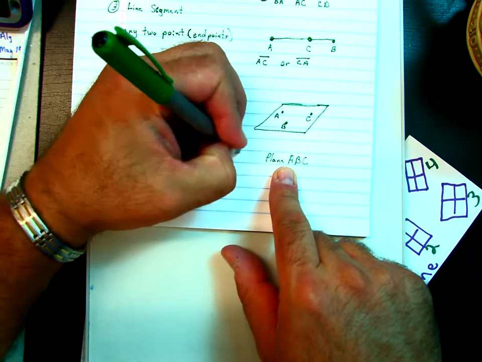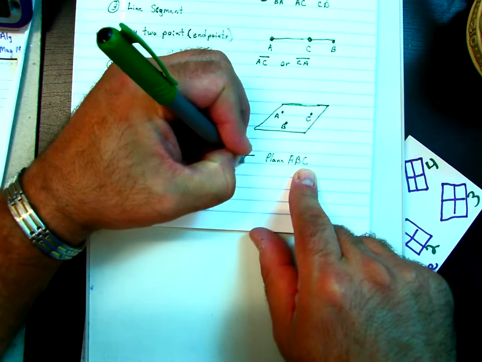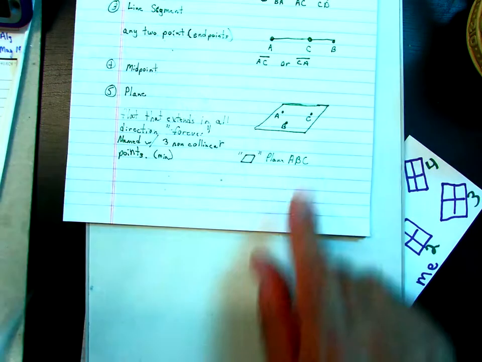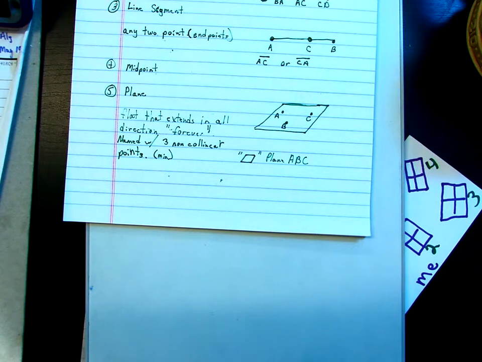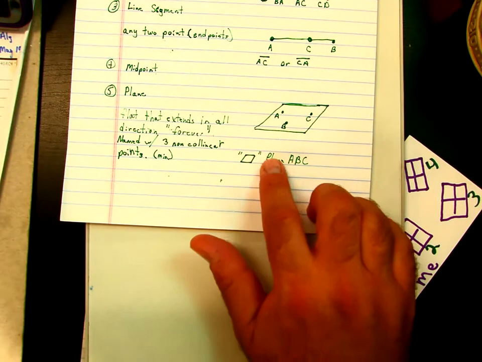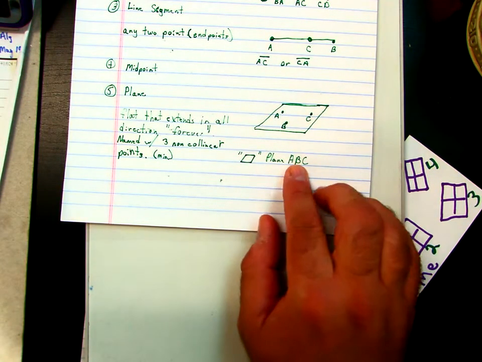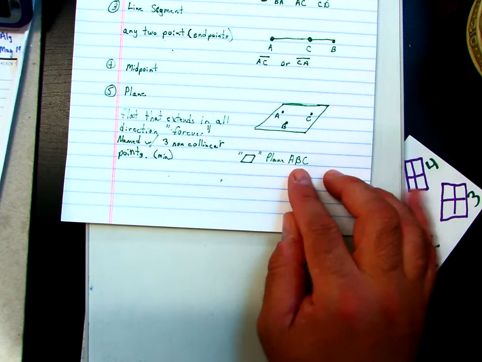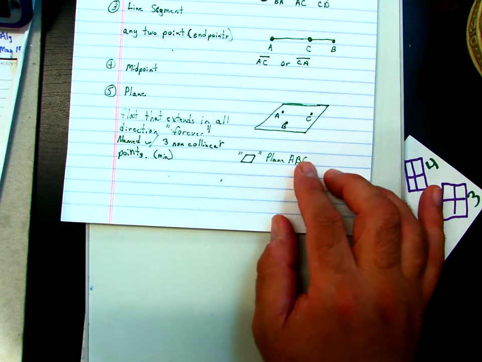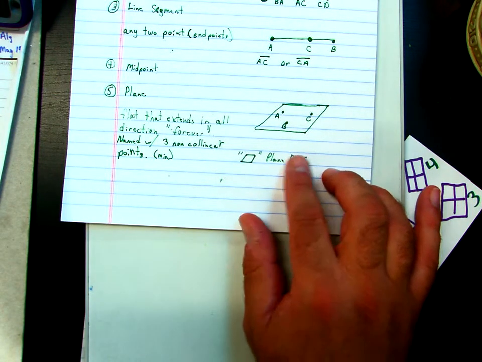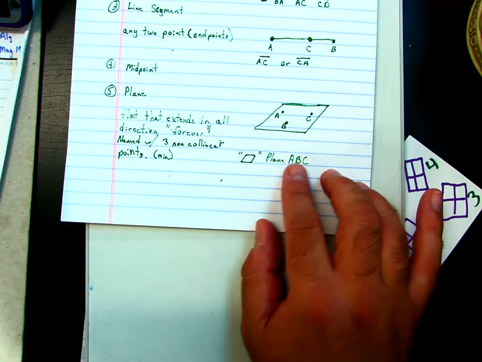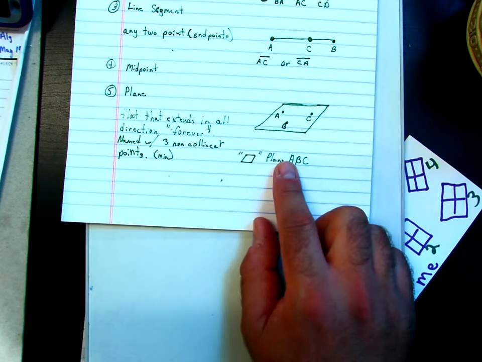Notice there's not really a notation for it. Every once in a while you might see something that looks like this. But for the most part, they write plane. You can't write ABC because ABC could be a triangle. It could be an angle. A whole bunch of things have 3 letters in it. So you need to make sure that you call it a plane.